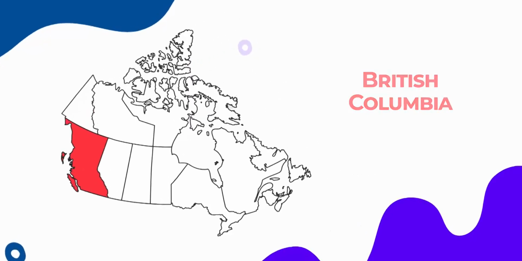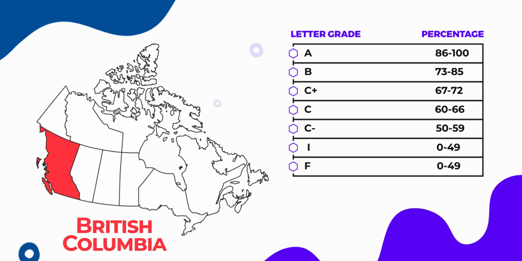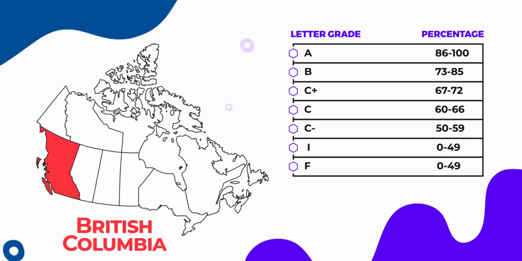Next up, British Columbia. British Columbia has an alphabetical grade with a corresponding percentage, which is very easy for us to follow as we're used to the percentage system in India. Grade A will mean 86 to 100%, B 73 to 85%, C plus 67 to 72%, and so on.